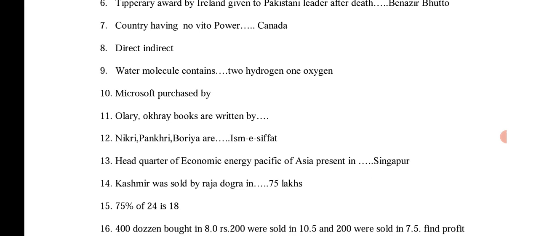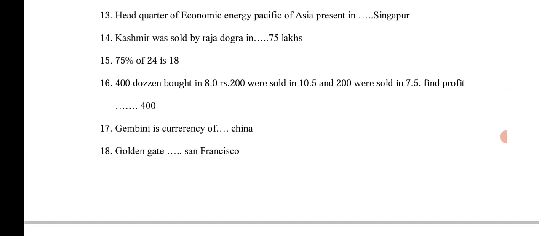75% of 24 is 18. 400 dozen were bought at 8 rupees. 200 were sold at 10.5 and 200 were sold at 7.5. The profit is 400.